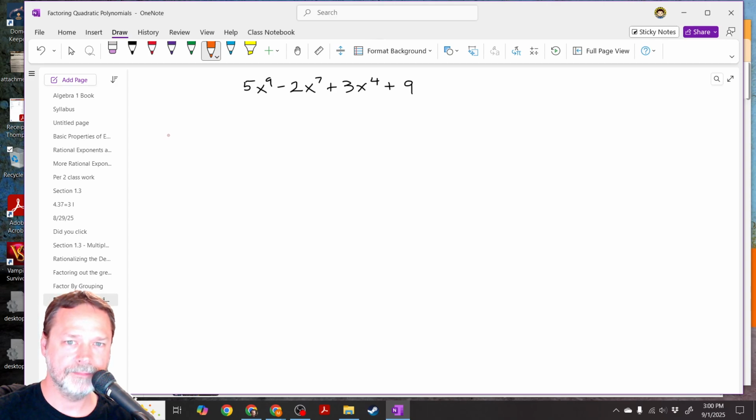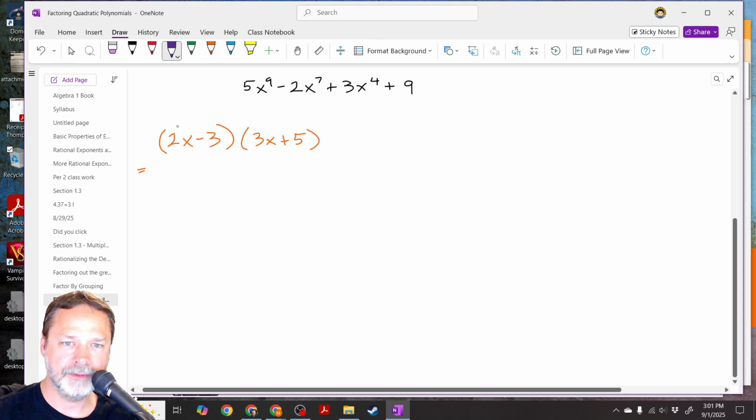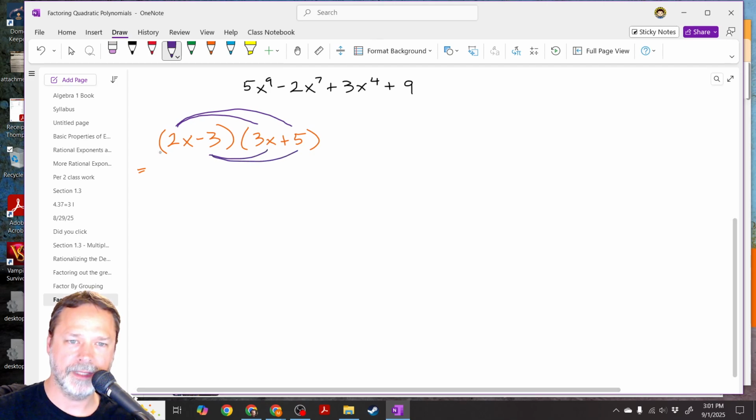patterns here. So let's just say, first off, I had 2x minus 3 times 3x plus 5. It's like a good one to do. And what if I had to multiply that out? Just, I want to see, what am I going to get when I multiply that out? And I'm going to go down here. So remember, to multiply these, we distribute. So the 2x times everything, and then the negative 3 times everything. So I'm going to do that right now.